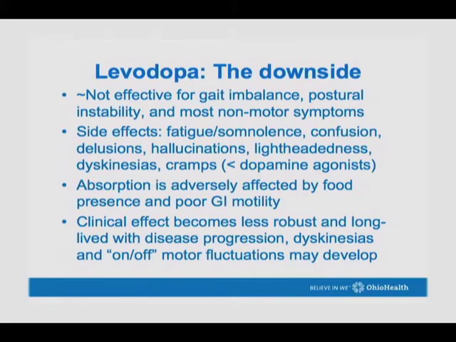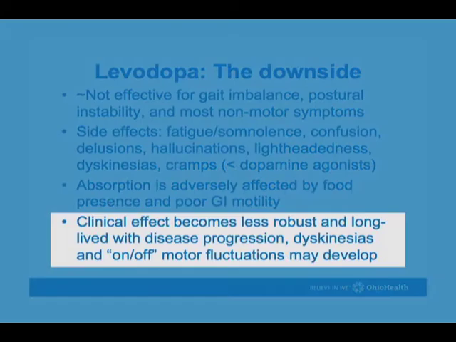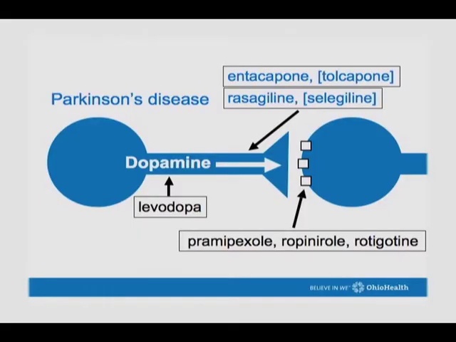And then, as I had said previously, the clinical effect can become less robust and long-lived with disease progression. Dyskinesias and the on-off motor fluctuations may develop. This has to do more with the machinery in the brain than actually using the drug. So I do see people who are reluctant to use levodopa because it's going to cause these problems. Honestly, when it's time to use it, you use it, and you can work with these problems if they develop. That's dopamine agonists, levodopa to make more dopamine.